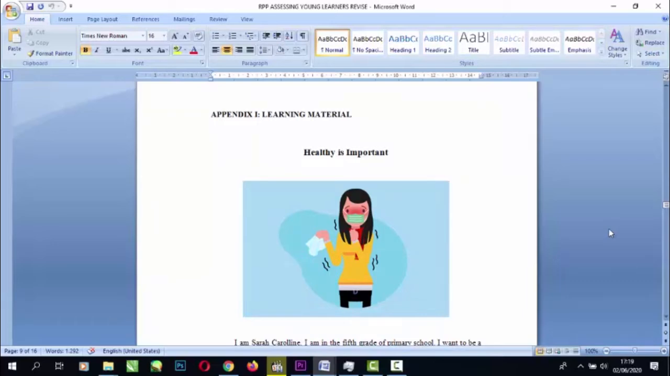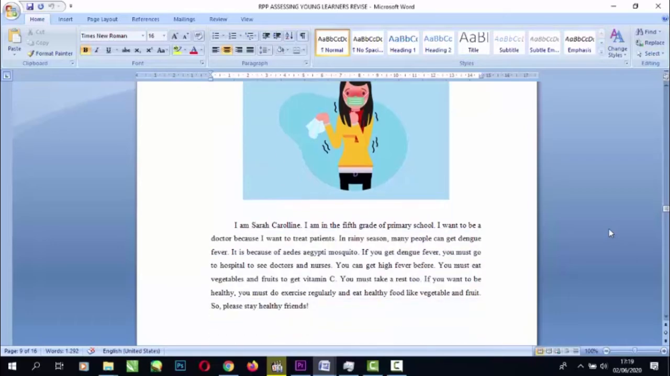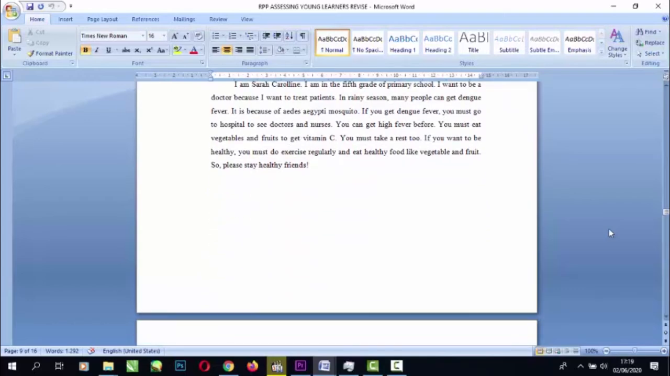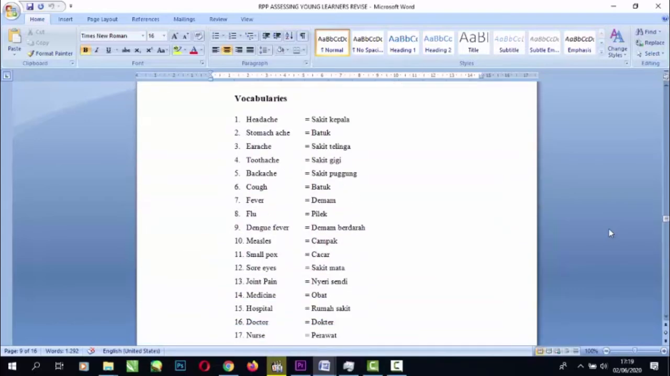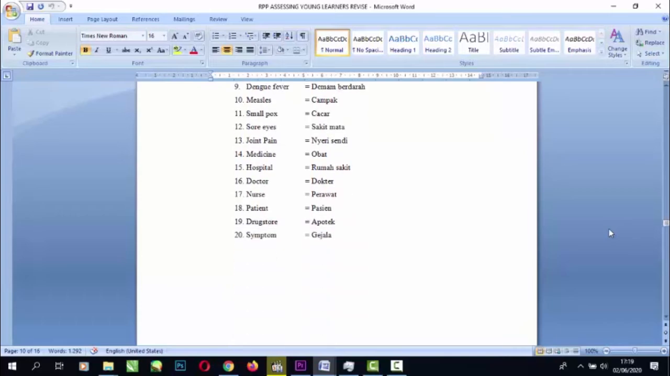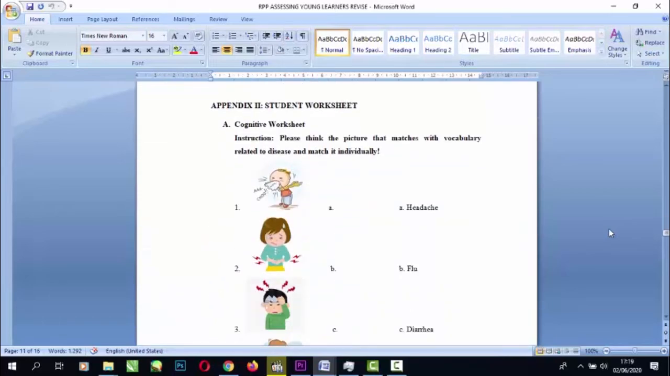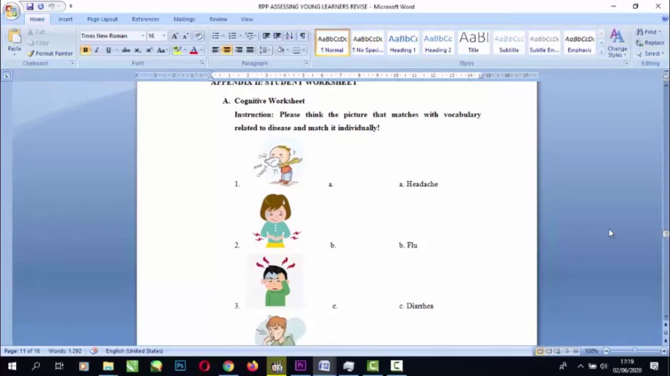In Appendix 1, the teacher will explain the material about healthy is important by showing a picture of the human body and giving a short paragraph in line with the topic. And the last is giving 20 vocabularies about the topic. And after that, on Appendix 2, the teacher will ask the students to think and connect the words with the pictures given in the cognitive worksheet.